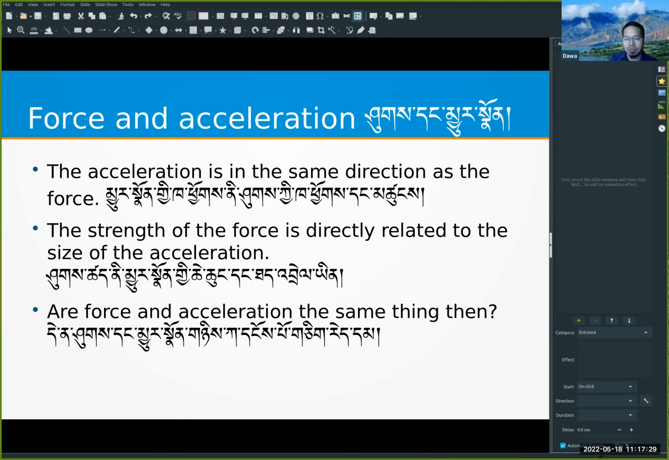So big push, big acceleration. Gentle push, small acceleration.